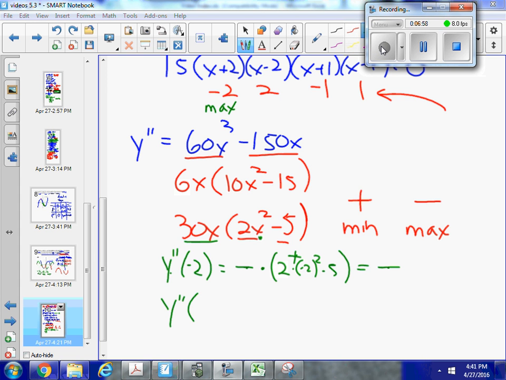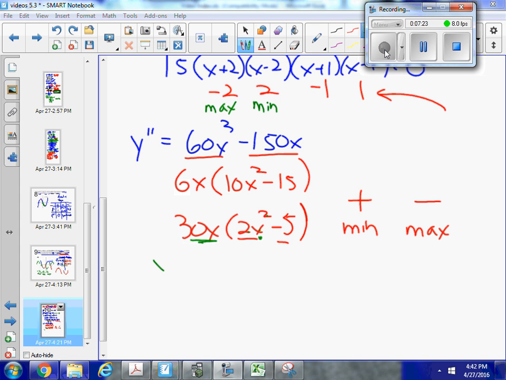How about y double prime of 2? Well, this is going to be a positive times, well, 2 times 4 is going to be 8 minus 5. This is going to be a positive. So this means this is going to be a local minimum.